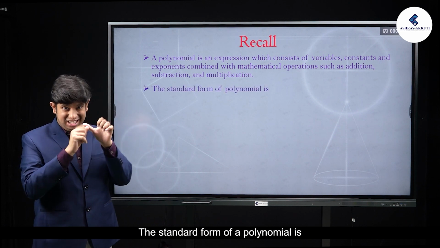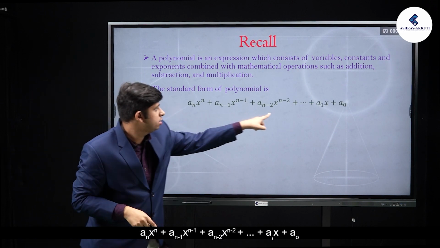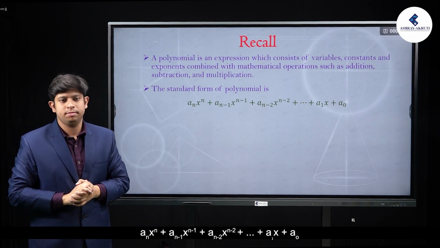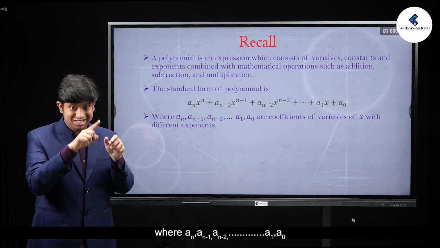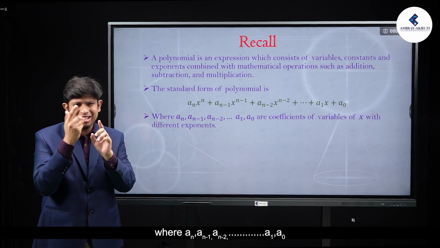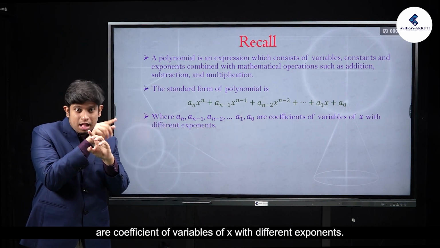The standard form of a polynomial is an x power n plus an minus 1 x power n minus 1 plus an minus 2 x power n minus 2 plus so on plus a1x plus a0, where an, an minus 1, an minus 2, so on a1, a0 are coefficient of variables of x with different exponents.